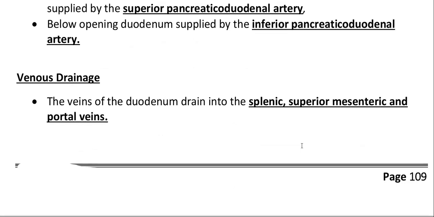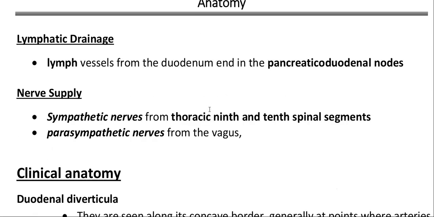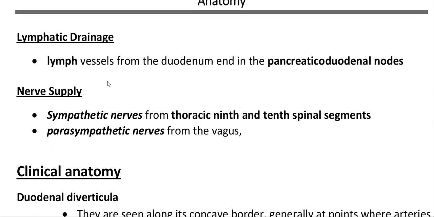Venous drainage. The veins of the duodenum drain into the splenic, superior mesenteric and portal veins. Lymphatic drainage. Lymph vessels from the duodenum end in the pancreatico-duodenal nodes. Nerve supply.